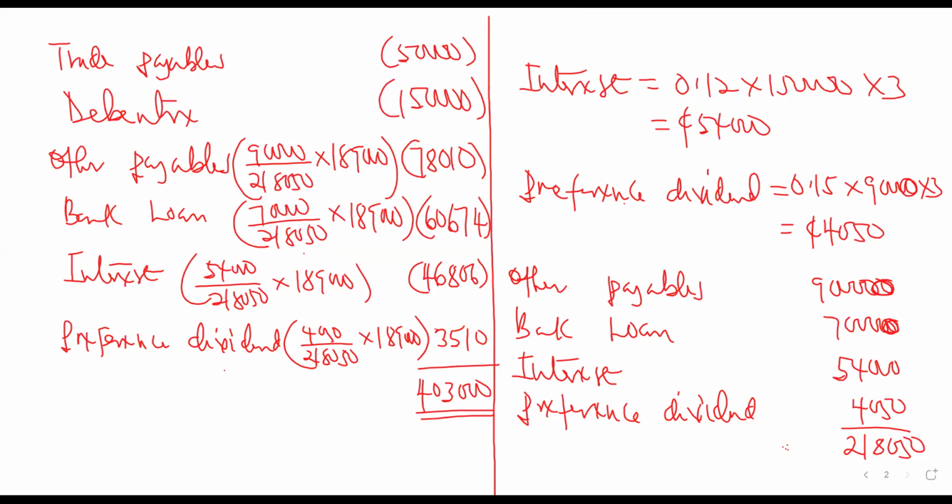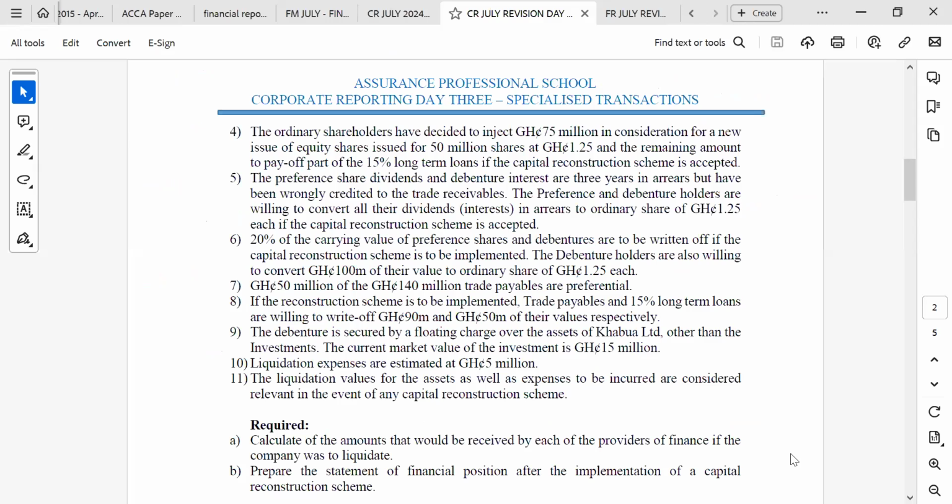So the question will be asking you to prepare a statement of financial position after the capital reorganization. So just go and put your statement of financial position there. Bring the items, put them in brackets. If there's any addition, add. If there's any subtraction, subtract. Then that will give you more ticks. The target is to get more ticks.